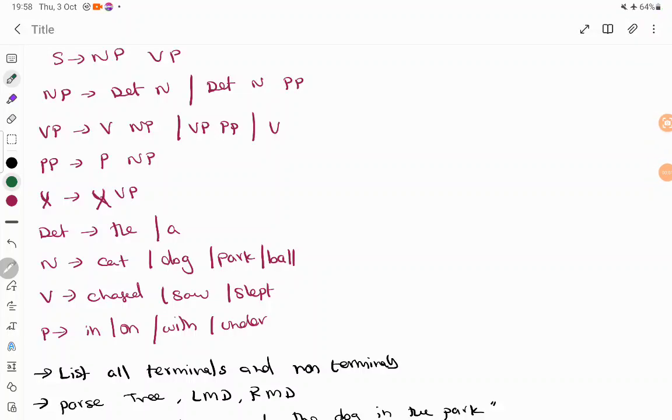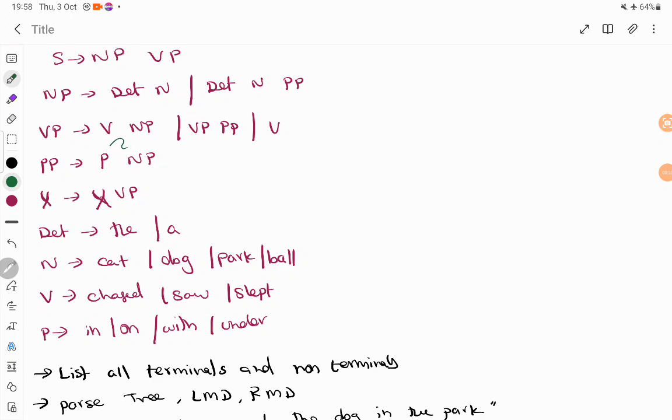Hello everyone, welcome back. In this session we are going to discuss a scenario based example for a context free grammar under CNF conversion. I have taken an example which consists of a context free grammar representation of a grammatical English sentence. A sentence will have a noun portion followed by a verb portion, and the noun portion will have a determiner followed by a noun or something.